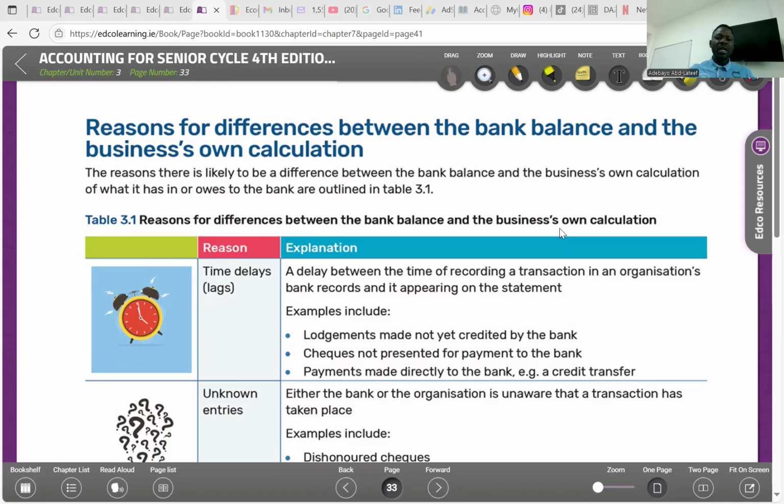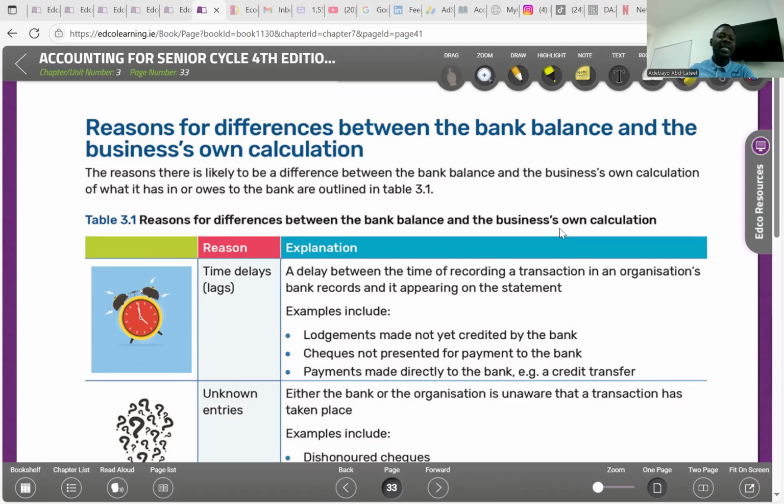For example, lodgement not yet credited by the bank. An individual or a third party might have lodged a check or cash into the bank account, which the business has been notified of. As a result, the business has it in its own account, but the bank might not have recorded it in its own account. As a result, it will be missing when the bank statement is dispatched to the account holder.